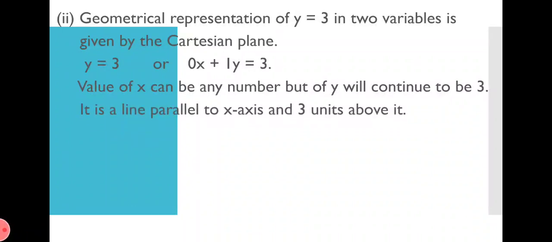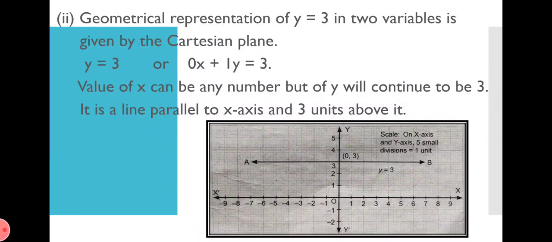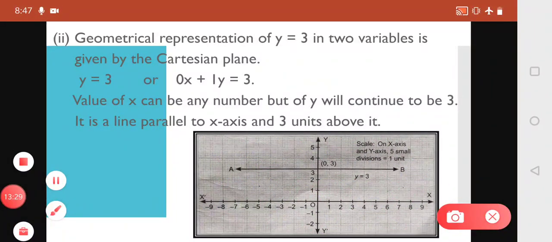It is a line parallel to the x-axis and 3 units above it. So when we draw the graph of this equation, we will get it like this. You can see that we make a Cartesian plane, that is, the x-axis and y-axis, and then we will plot a line parallel to the x-axis, 3 units above the x-axis. This is how we will plot. This is y equal to 3, where every time you will get the value of y as 3 only.